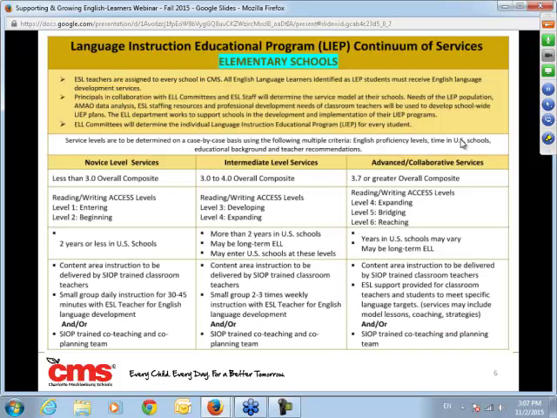So this is the LIEP continuum of services for elementary schools. This can be found in the ELL toolkit that we give out at L-Chair meetings. And we're just going to kind of go through it real quick. So for a student who is considered novice, that means that their overall composite score is 3.0 or less. They can have content area instruction delivered by a SIOP trained classroom teacher, or they could have small group daily instruction for 30 to 45 minutes with an ESL teacher for English language development, and on top of SIOP trained co-teaching and a co-planning team.